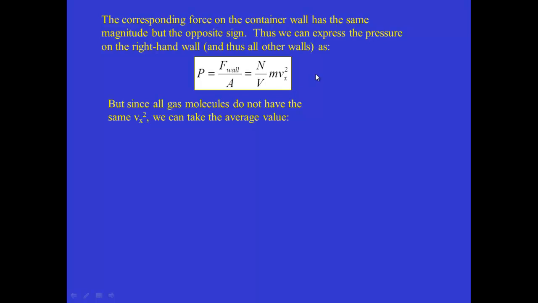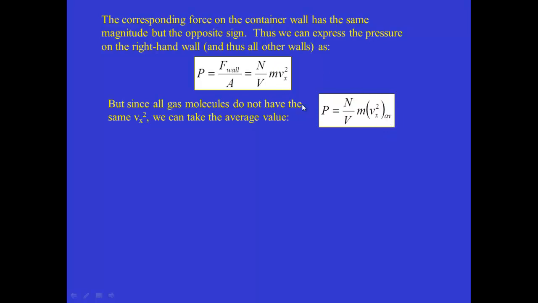What we need to do really to have a more accurate expression for the pressure is take an average over all of the molecules, because some of them, even though they will strike the container in that time delta t, will have a speed a little bit less than this Vx, and some will have a speed a little bit greater. So let's take the average of the square of the speed.